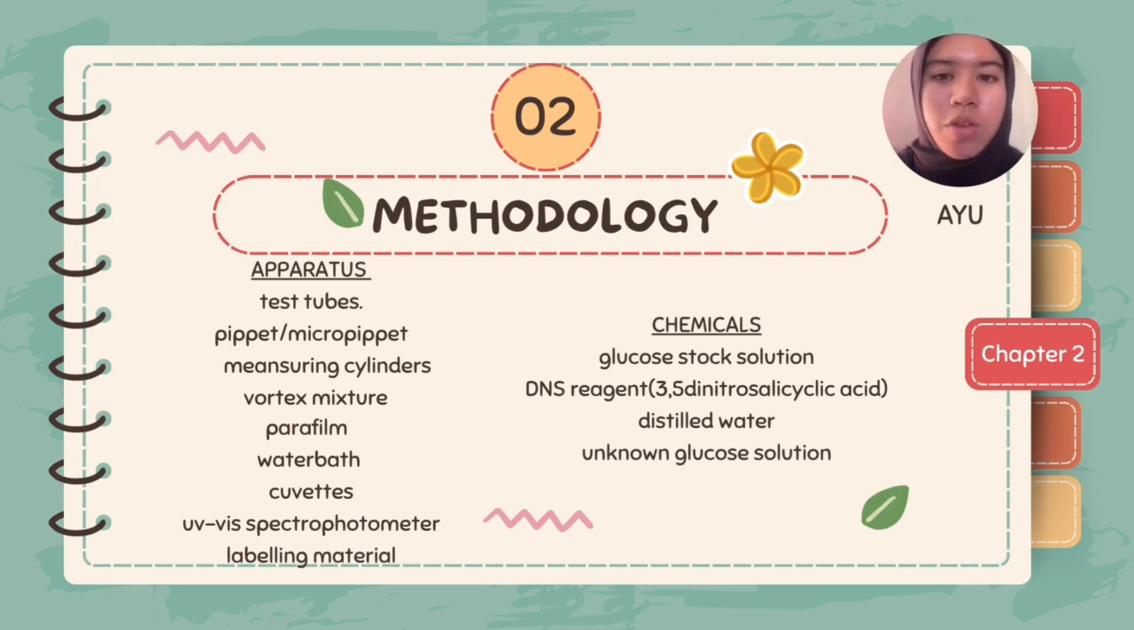Methodology in this experiment. First, the apparatus: test tube, pipette or micropipette, measuring cylinder, vortex mixer, parafilm, water bath, cuvette, UV spectrophotometer, labeling material. Chemicals: glucose stock solution, DNS reagent, which is 3,5-dinitrosalicylic acid, distilled water, unknown glucose solution.